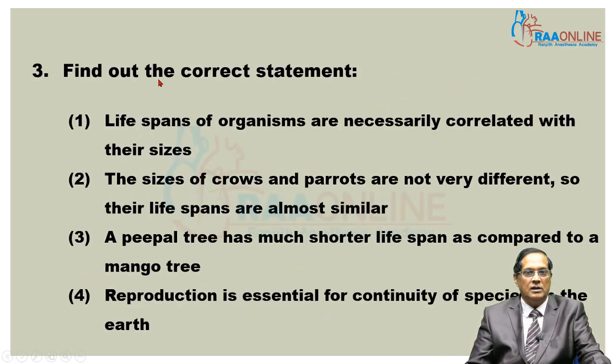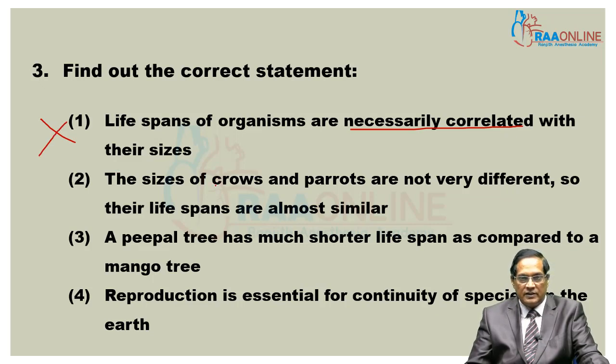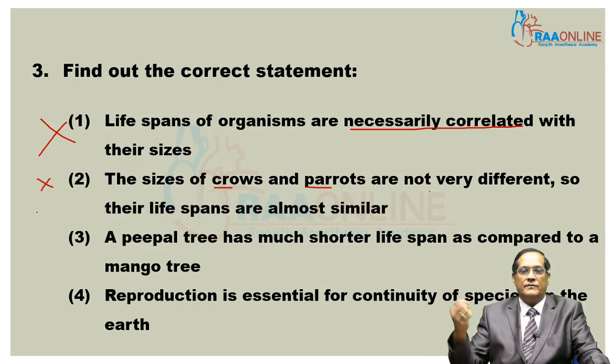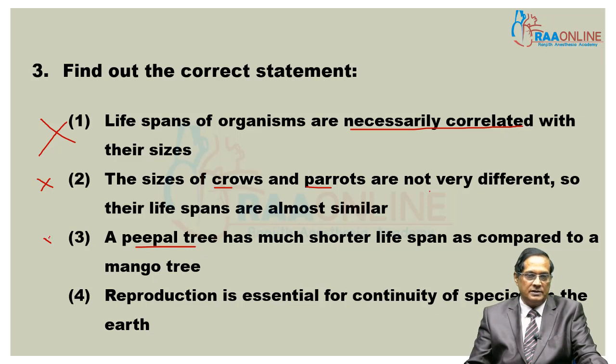Now the third question, find out the correct statement. Lifespan of organism is necessarily correlated with size. This is a wrong statement. The size of a crow and parrot are not very different, so their lifespan is almost similar. This is again an incorrect statement. The lifespan of a crow is hardly 10 to 15 years, whereas the lifespan of a parrot is 140 years. Similarly, the peepal tree has a much shorter lifespan relative to the mango. This is again a wrong statement.